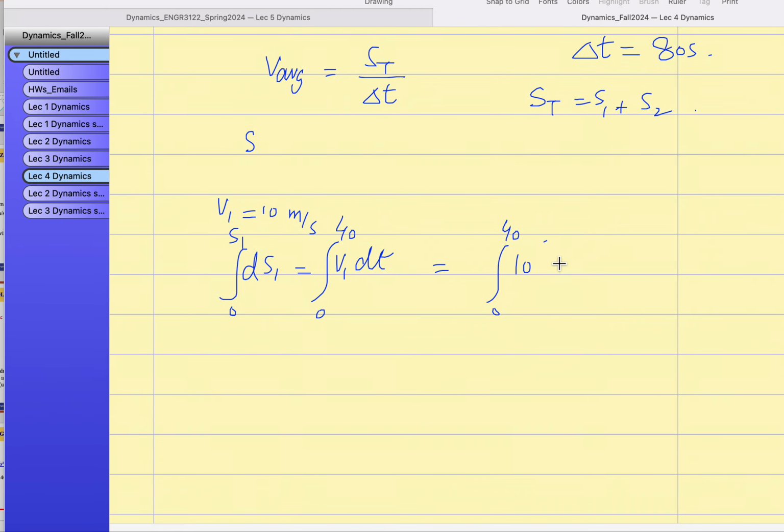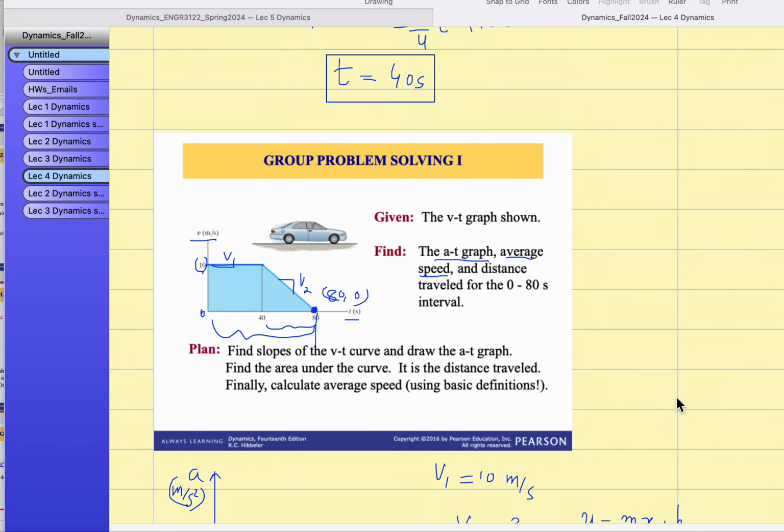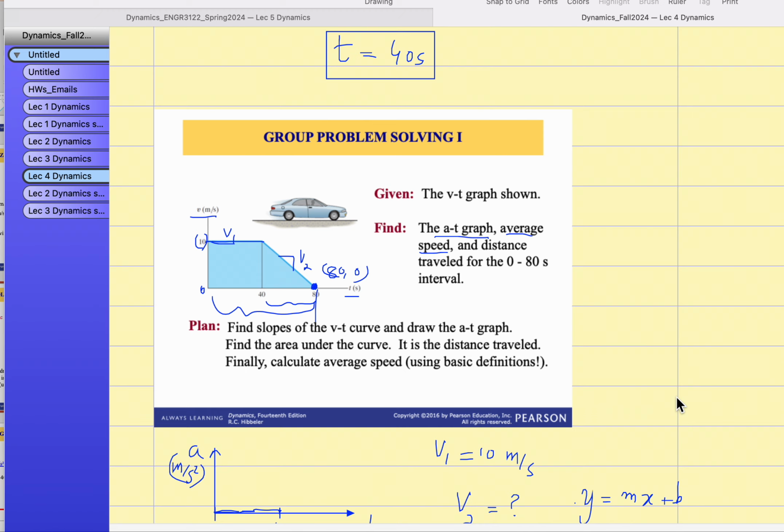Do you agree with your professor? So now it's very easy. Integral of 10 is what? 10t, correct? So can I write down 10t, upper limit is 40, lower limit is 0, s1 minus 0, we don't write down 0 here. So 10 times 40 is 400 meters. The total distance covered in the first piece is 400 meters.